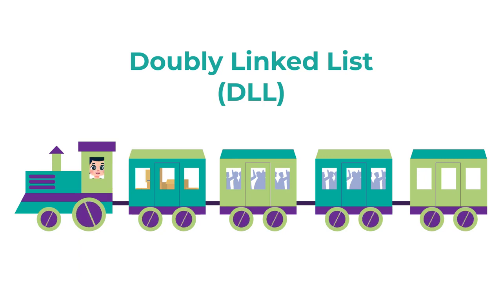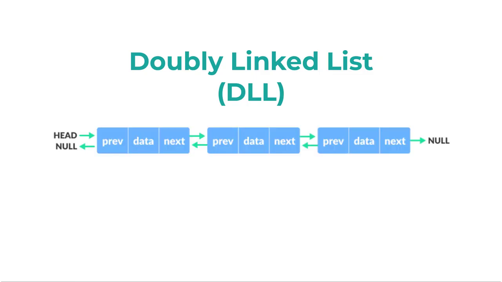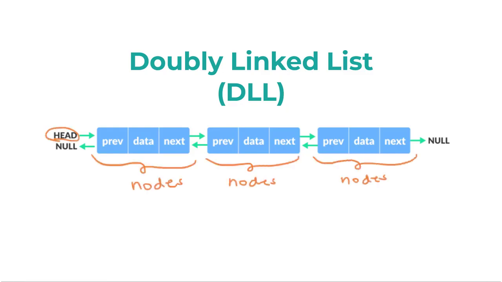You can either move backward or forward. This is the visual representation of what a DLL looks like. Again, you have the head and the nodes. But notice that you have another set of arrows that are pointing in the opposite direction. These arrows are the pointers that allow you to go back to the previous node.